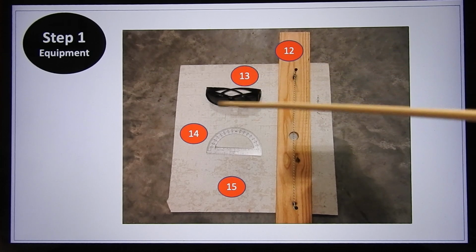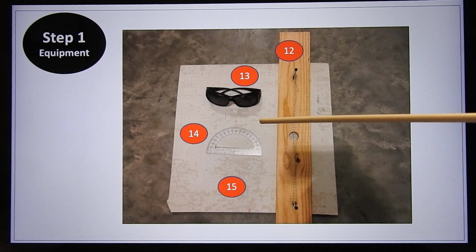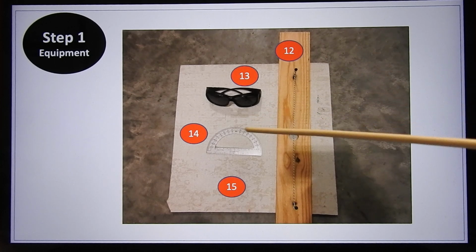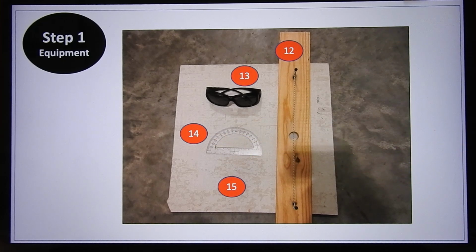Item number 13, sunglasses. I said always use eye pro. Double eye pro: you have the sun shield and sunglasses or eye protective wear with dark lenses. Even if you're viewing the sun for just a very short period of time, you always want to protect your eyes. Item number 14 is the manual protractor. You want to verify the digital protractor by using a manual protractor, and we'll show you how to do that.